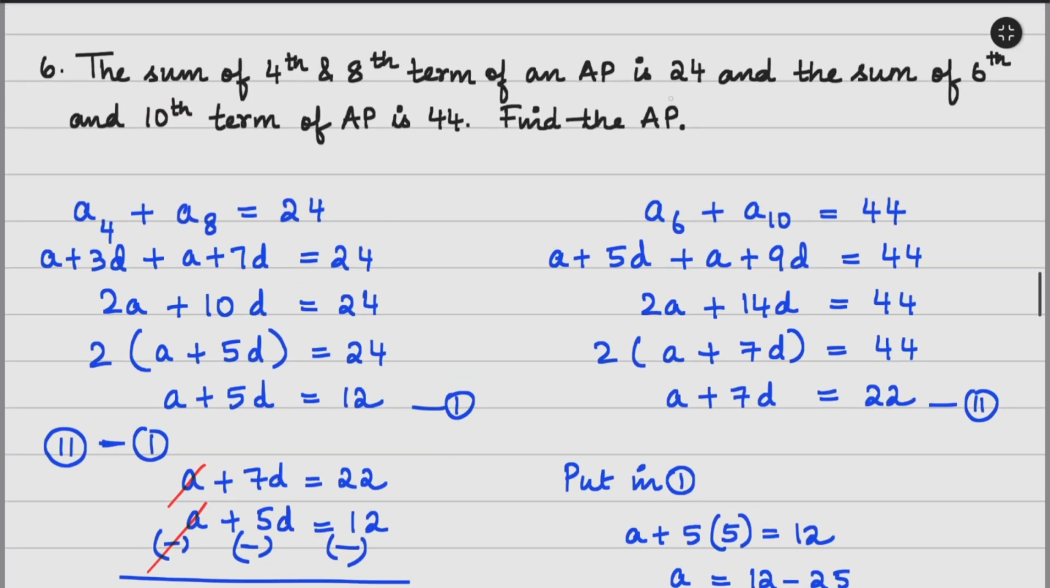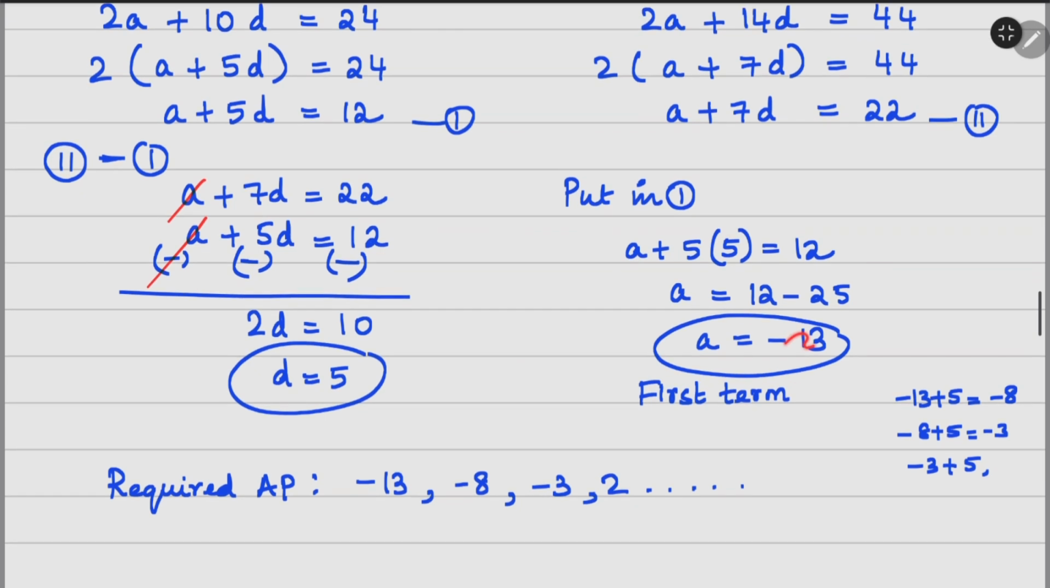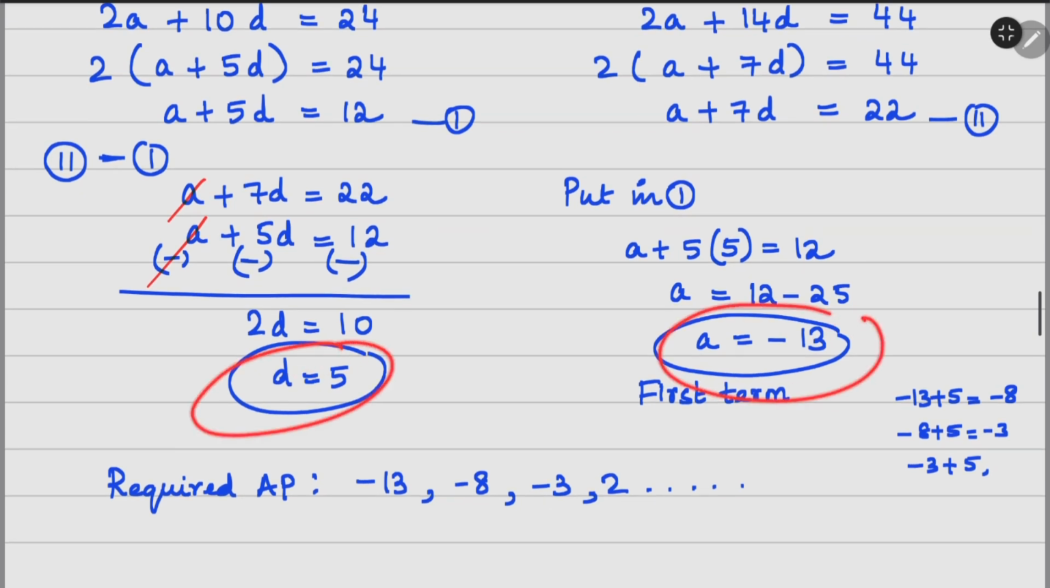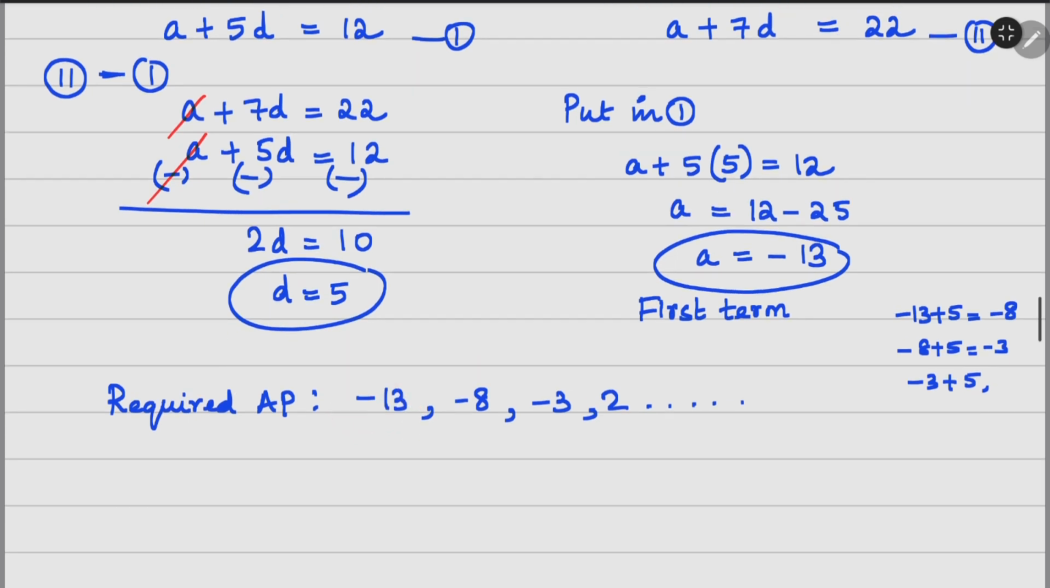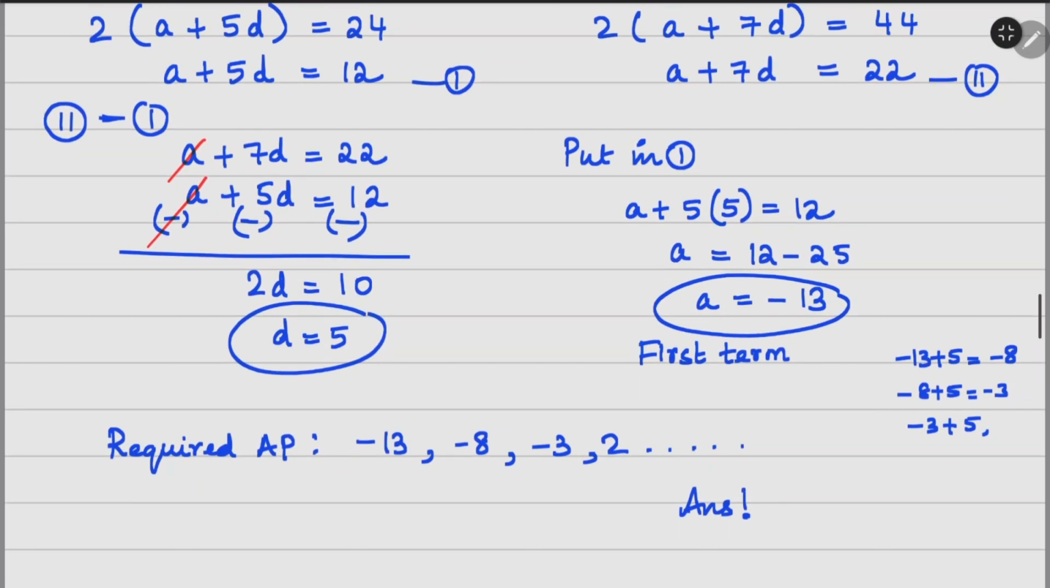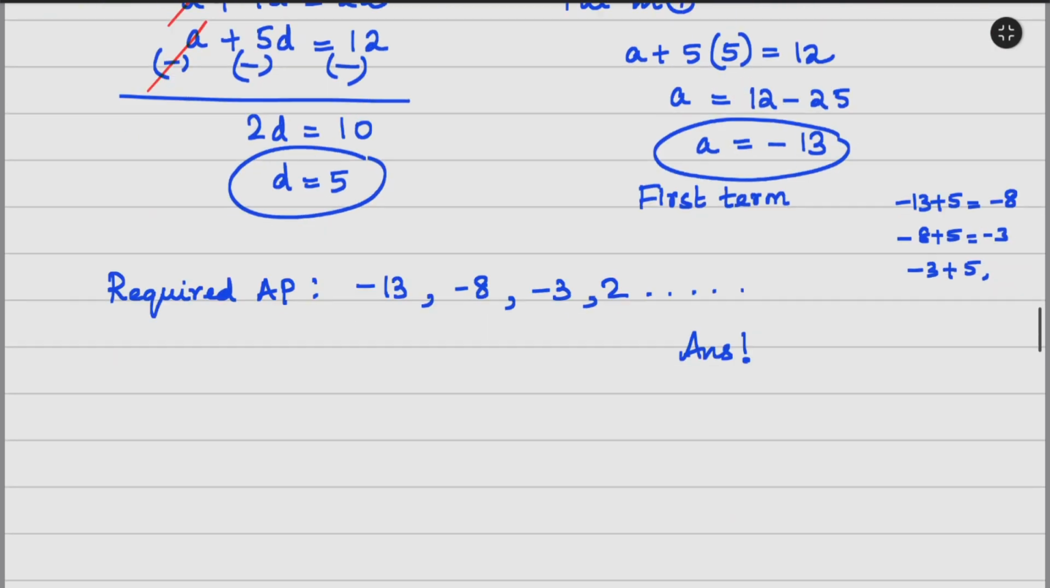So you have to find the arithmetic progression. From the first term and the common difference, you can write the first term as it is and just keep adding the common difference value. So you'll be getting the consecutive terms. That's your answer. I hope it's clear. Let's move on to the 7th question.